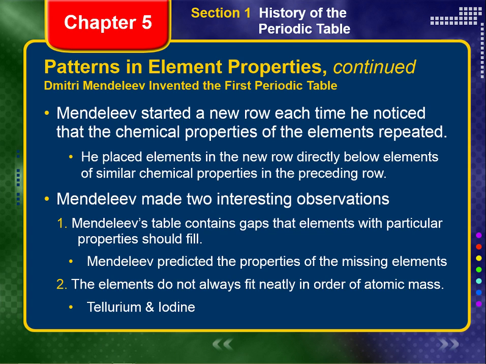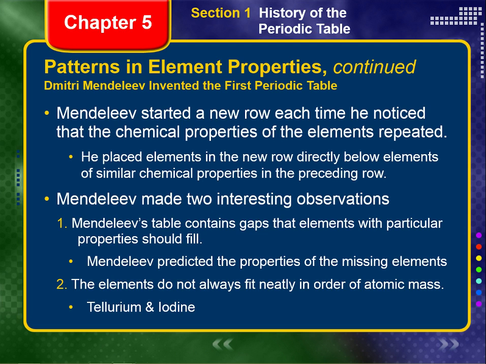Mendeleev made two interesting observations. Mendeleev's table contained gaps that elements with particular properties should fill, but there was no element with that known set of properties. Mendeleev predicted the properties of these missing elements, right? Essentially, he said that there is an element that exists that would go right here on the periodic table, but no one's discovered it yet. And he actually predicted the properties, and he actually ended up naming those. It's actually kind of interesting what happened.